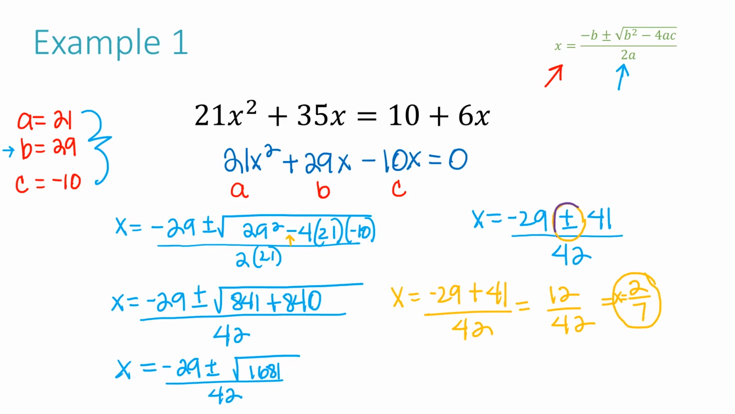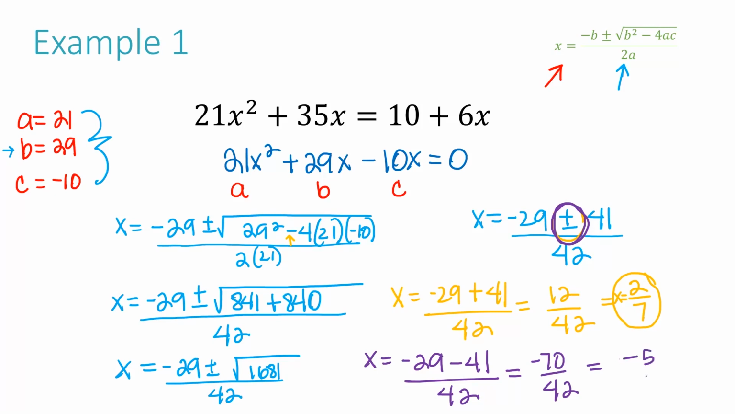Now I'm going to do this same thing again, but I'm going to do the subtraction version of it. I have x equals negative 29 minus 41, and all of that is over 42. When I simplify that, meaning subtract the 41 from the negative 29, I get negative 70, and that's over 42. When I simplify that, I get it all the way down to negative 5 over 3. So this means x equals negative 5 over 3.